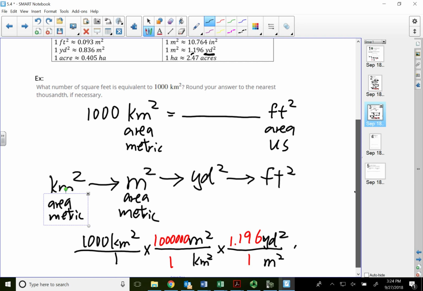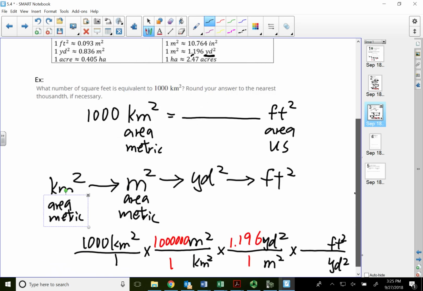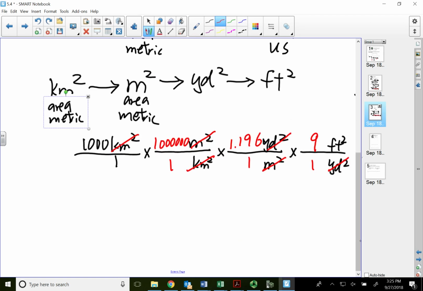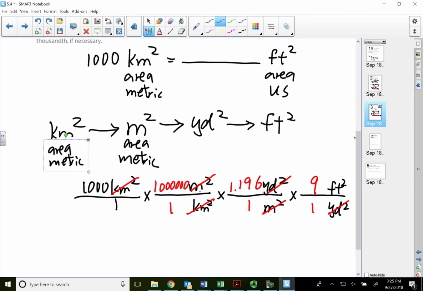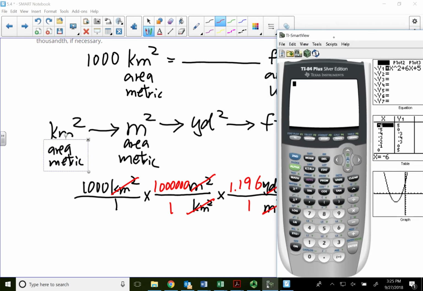So to go from square yard to square feet, put my square yard down here, put my square feet up here. That's why I put this up here. 1 square yard is 9 square feet. So kilometer square cancels out, square meter cancels out, square yard cancels out. So this problem is simply 1,000 times a million times 1.196 times 9. Okay, this is going to be a very big number on the calculator.